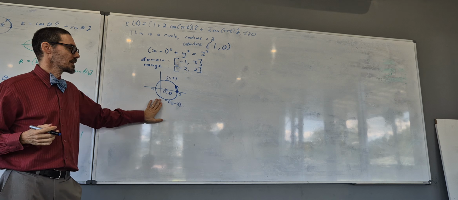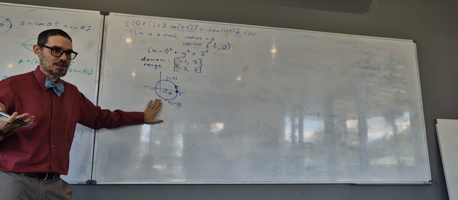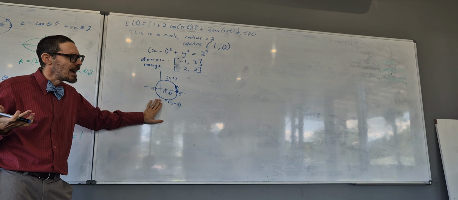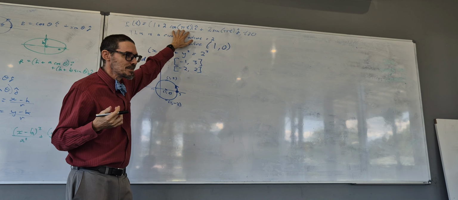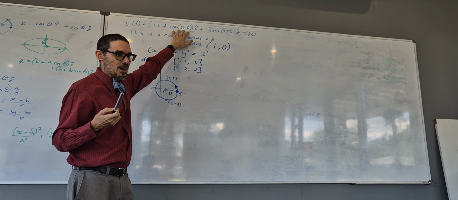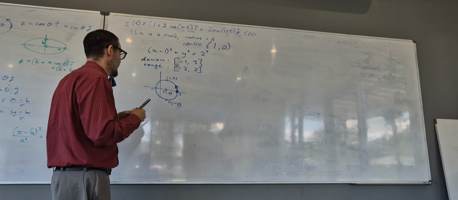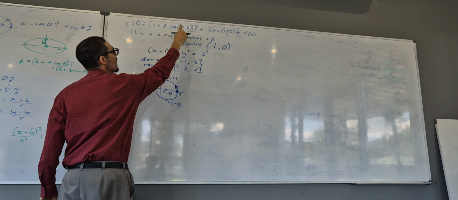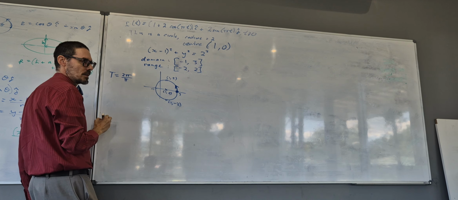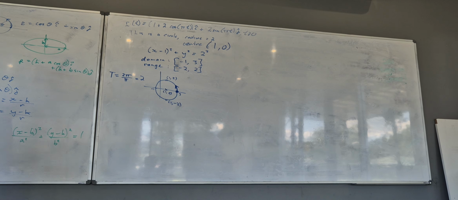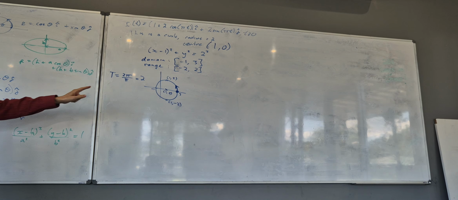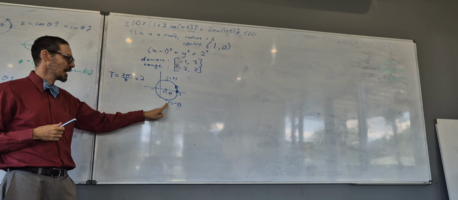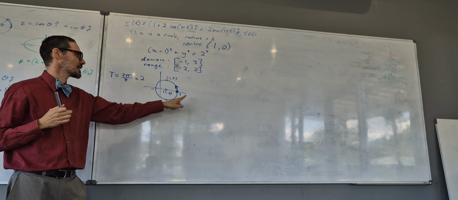Or, for example, what's the period of this motion? How do I work out the period from this function? Anybody remember? 2 pi over b. Its period is 2. When t is 0, I'm here. When t is 1, I'm here. When t is 1.5, I'm down here. So you can work out where I am in that circle all the time.